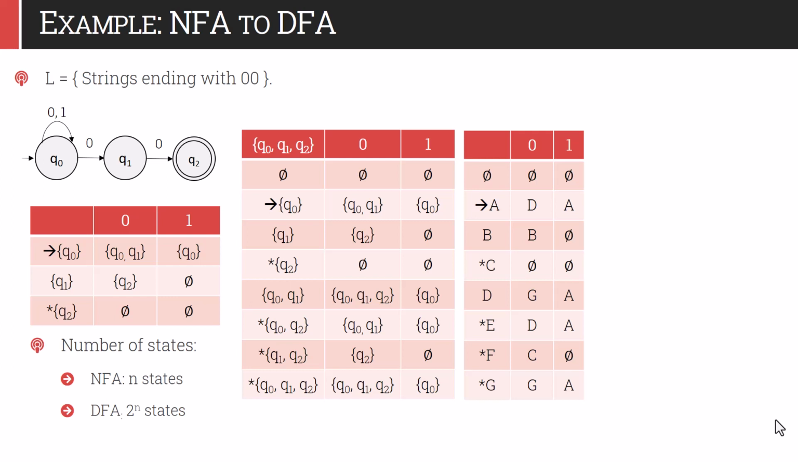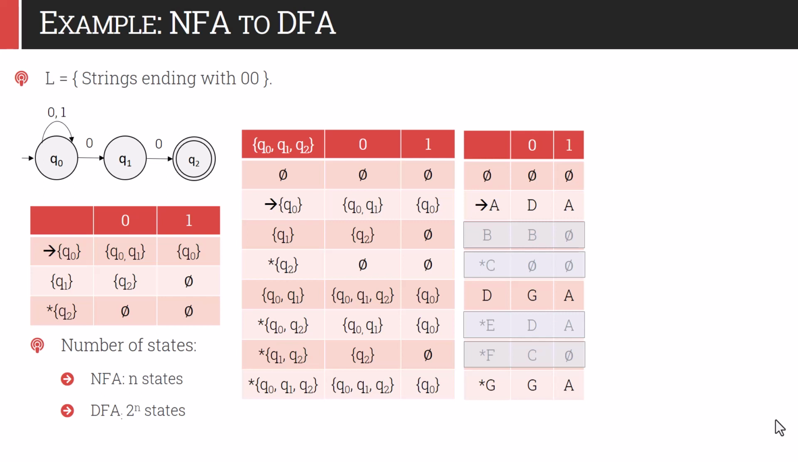And if we look at this carefully, from state A, we can go to state D and A. So D is reachable from the initial state. From state D, we can go to state G and A. So G is reachable from D. From state G, we can remain on G, or we can go back to state A. So only these three states are reachable from the initial state.